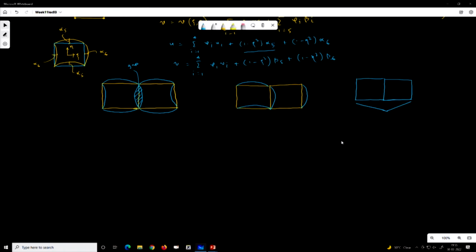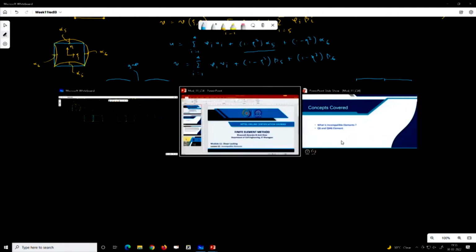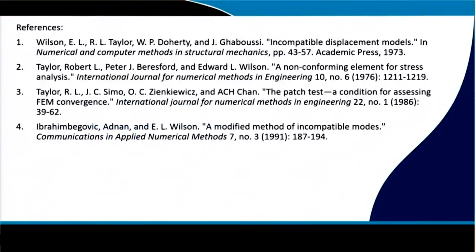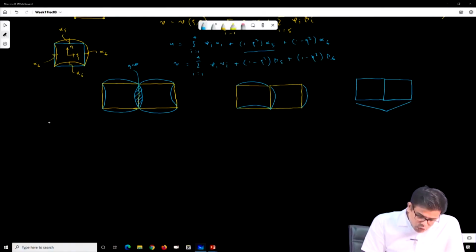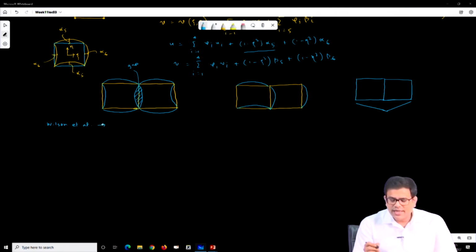First, it came in this first reference. In the first reference, Wilson actually proposed this element. So what he proposed, let us discuss. This is the Wilson et al. element. What he proposed is basically the same thing, that U is approximated and V is approximated like this.